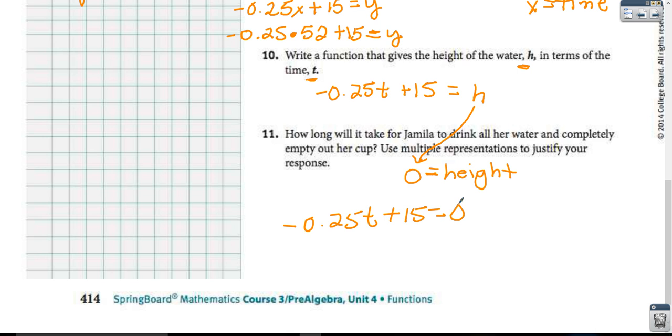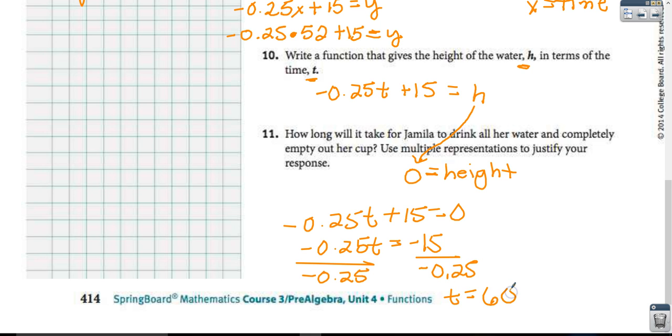Okay, so first I'm going to subtract 15 from both sides. Then I'm going to divide by negative 0.25, and we should all know how to solve an equation by now. If not, you need to practice that more on IXL. When we solve that, we're going to end up with 60 seconds. So t equals 60, or 60 seconds.